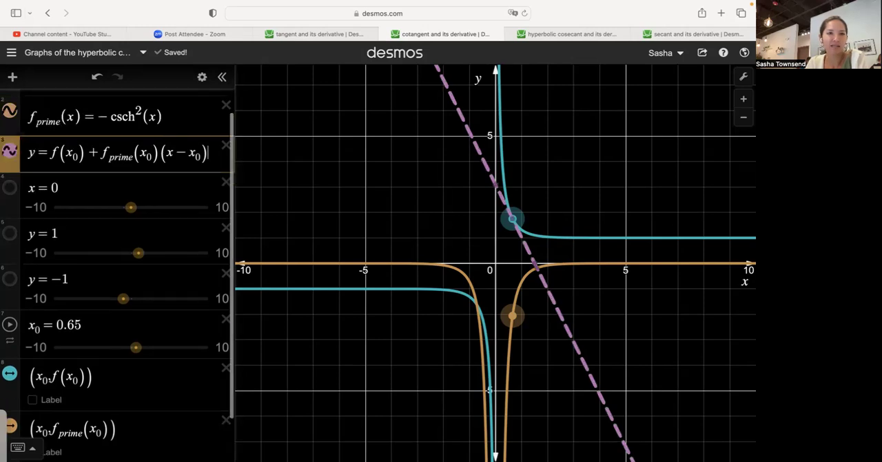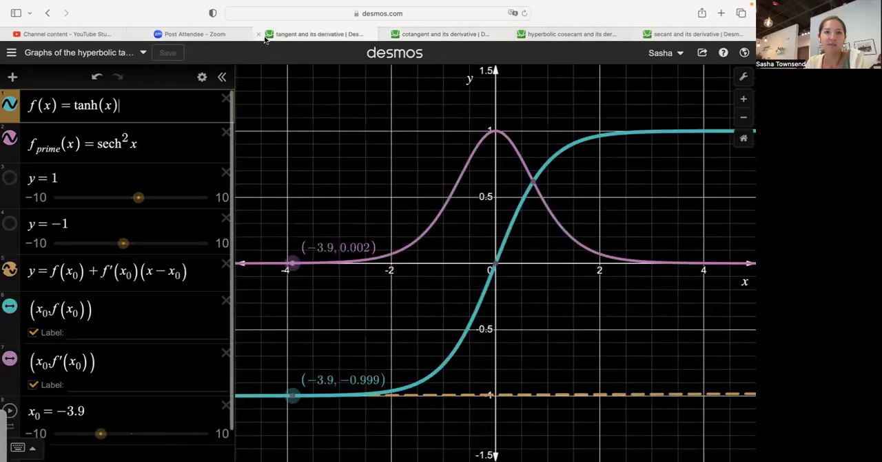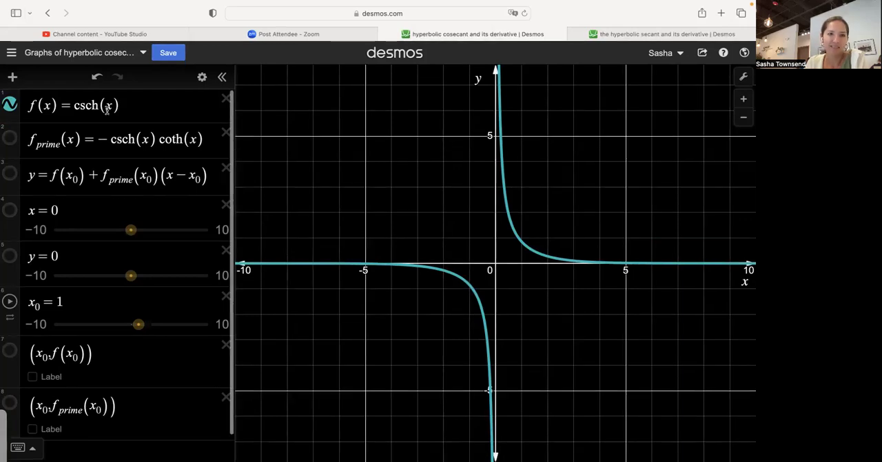So that's hyperbolic cotangent and its derivative, negative hyperbolic cosecant squared. We've already looked at this one, we've looked at this one. And here's the hyperbolic cosecant of x. So that's 1 over hyperbolic sine of x. Hyperbolic sine of x is 0 when x equals 0. So we've got a vertical asymptote right there.